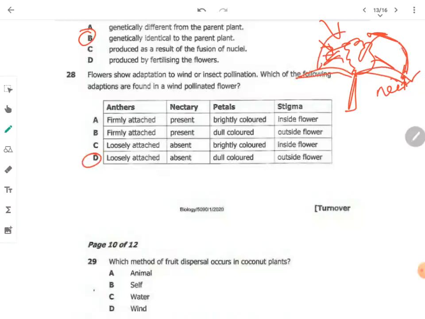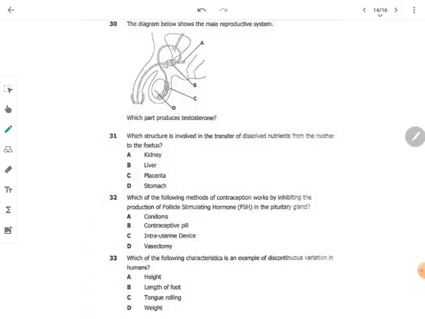Which method of seed dispersal occurs in the coconut plant? That's animal dispersal. People are able to eat coconuts, and they are going to throw whatever remains somewhere else, and those they are going to disperse just like that. For example, monkeys are able to drink coconut juice. 30. The diagram shows the male reproductive system. Which part produces testosterone? Testosterone, a male sex hormone, is produced by the part labeled D, the testes.